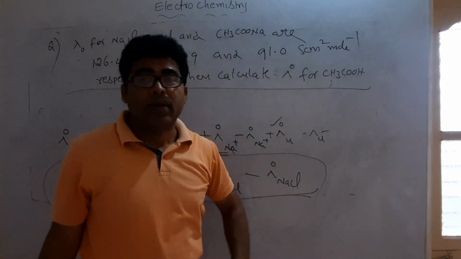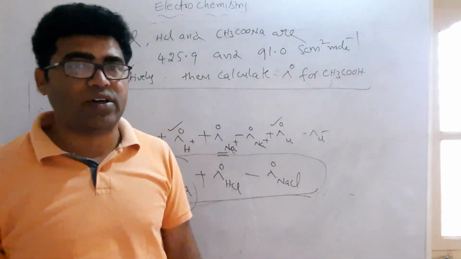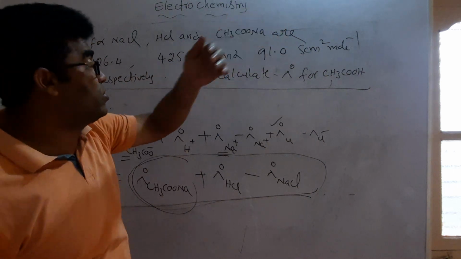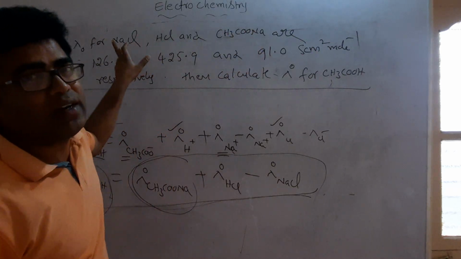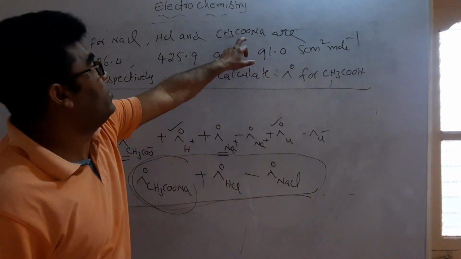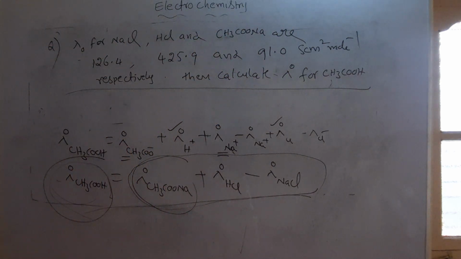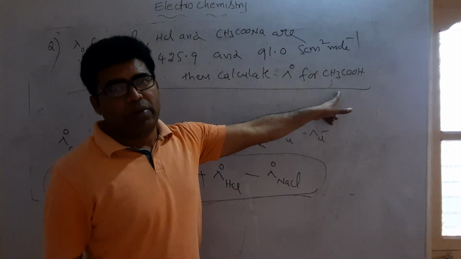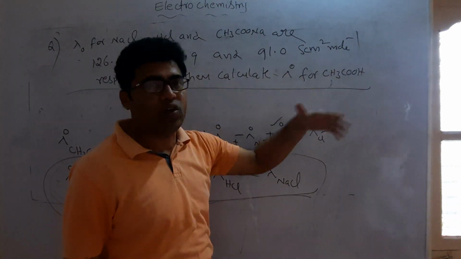Then calculate. In first PU or intermediate first year, you learn which is a strong electrolyte and which is a weak electrolyte. Which can undergo complete ionization or dissociation is called a strong electrolyte. Here these three are strong electrolytes. Being strong electrolytes, we can find the limiting molar conductivity with the experiment. So these are the experimental values given. Now what you have to find? Lambda naught for CH3COOH. By using experiment we cannot find this one.